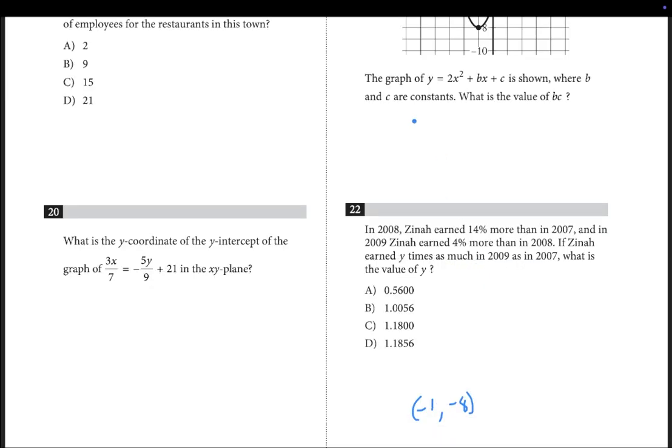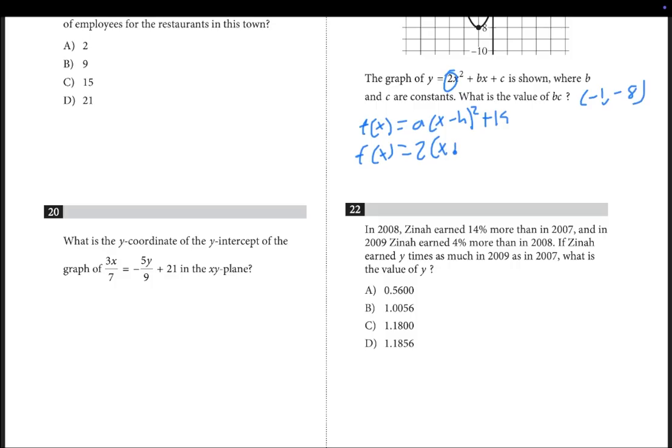So we can write this in vertex form. We can say f of x is equal to a times x minus h squared plus k. And we know our vertex is negative 1 comma negative 8, so we can just input this here. We also know our a value is 2. So we can say f of x is 2 times x plus 1 squared minus 8. Now we just have to multiply this, and we're going to find our values of b and c.